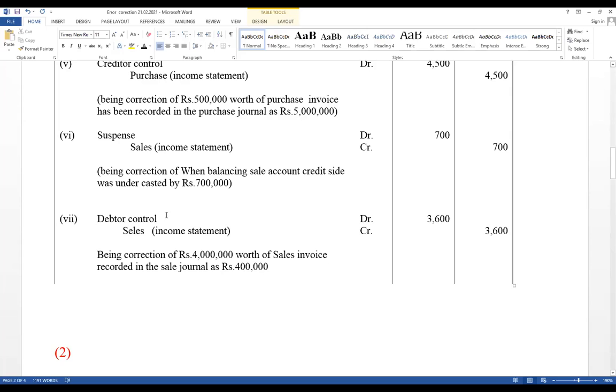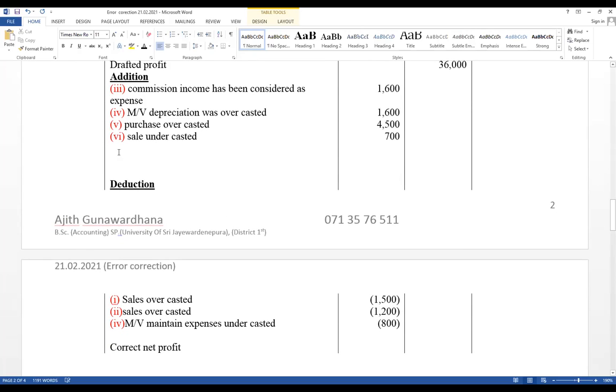Or think about double entry. Income expense account credit should be added. Therefore, 3,600 should be added as a sales undercasted, not effect for suspense, but profit correction statement. Additional, seventh one. Therefore, here description: sales undercasted. Sales undercasted value equal 3,600.